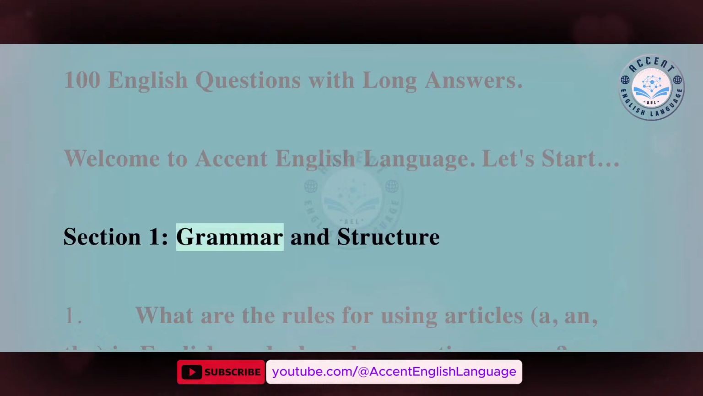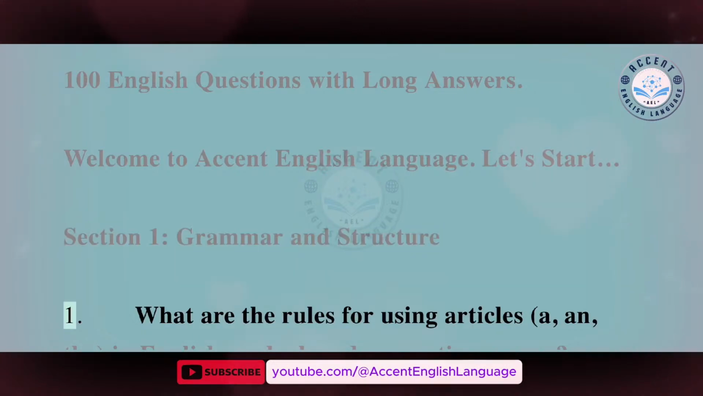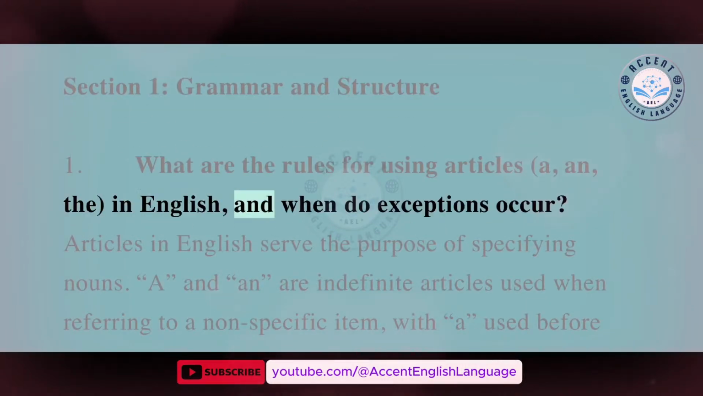Section 1. Grammar and Structure. 1. What are the rules for using articles a and the in English, and when do exceptions occur?